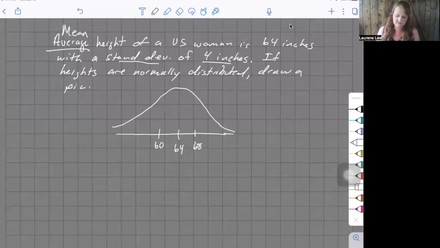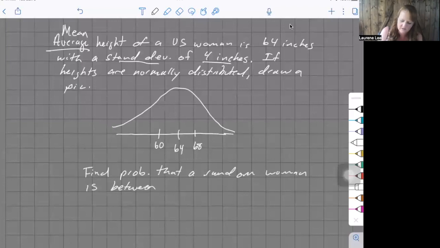Now, what I can do with this is ask you a probability question. Because we're talking about the area under this curve, I don't actually have to build a fraction. I can use the curve itself to calculate the probability, which makes it a lot easier. So if I ask you now, find the probability that a random woman is between, let's say, 58 and 62 inches.